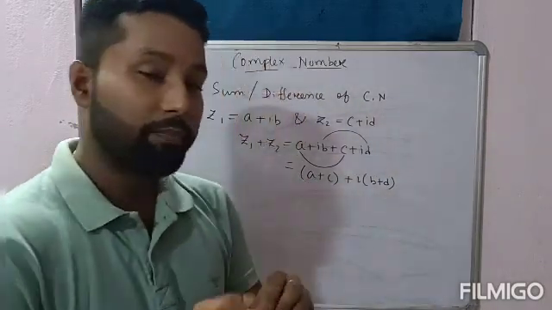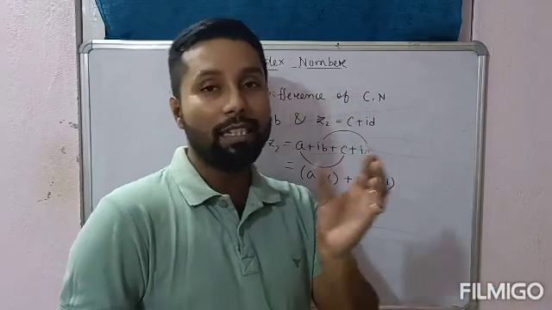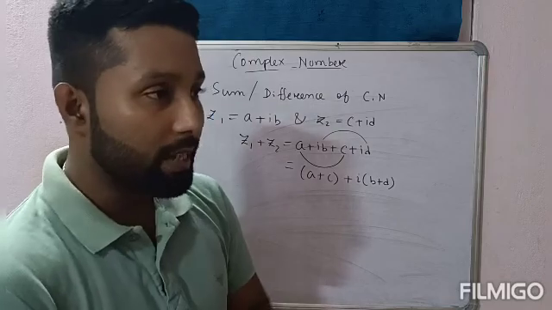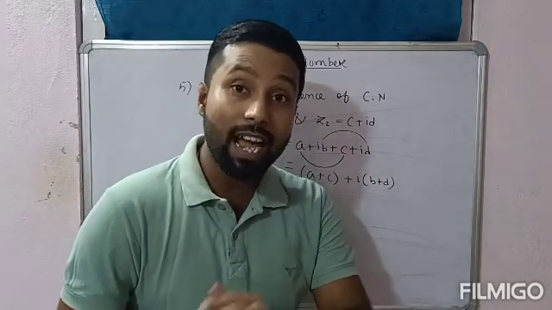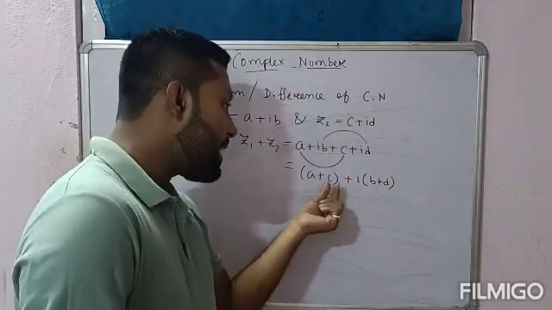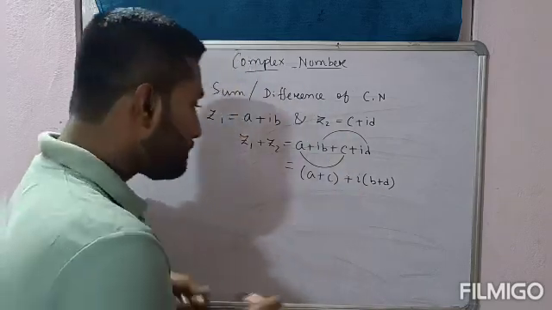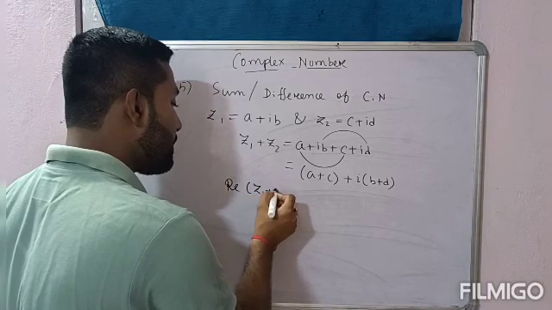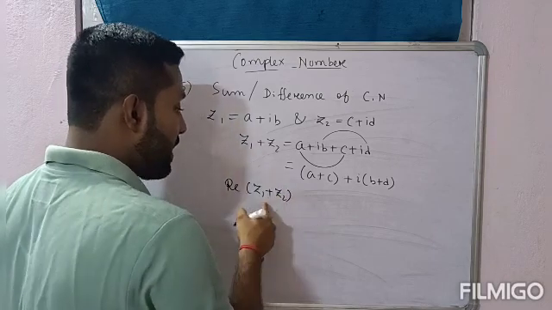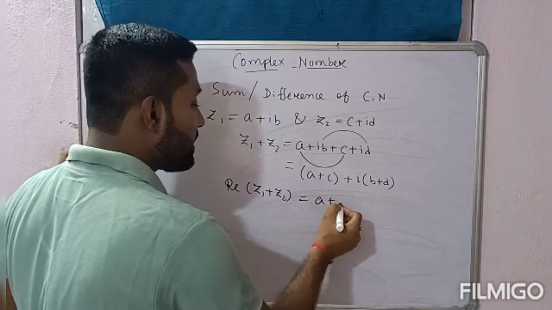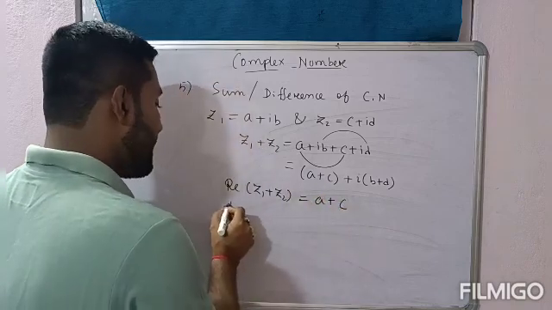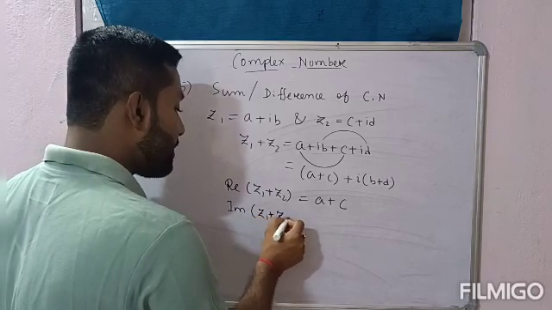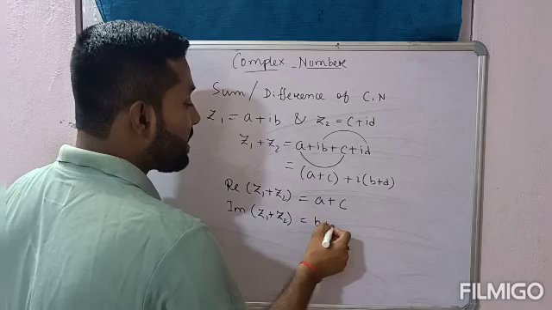जो नंबर में रियल पार्ट भी होता है, इमेजिनरी पार्ट भी होता है, then we can say that it is a complex number only, because the complex number is always in the form of a plus ib and it is also in the form of a plus i into b. Okay, so here clearly we can say that the real part of z1 plus z2 is equal to a plus c, whereas the imaginary part of z1 plus z2 is equal to b plus d.